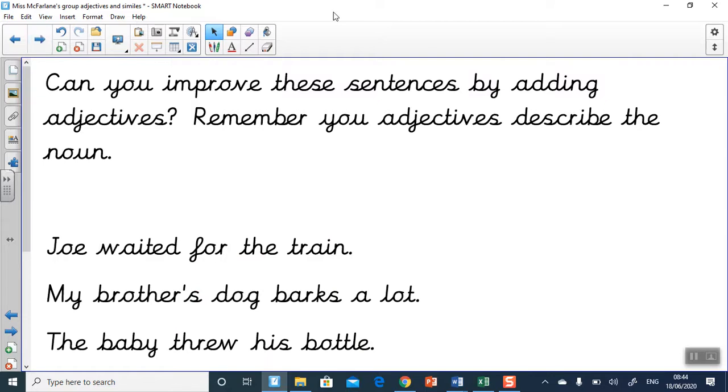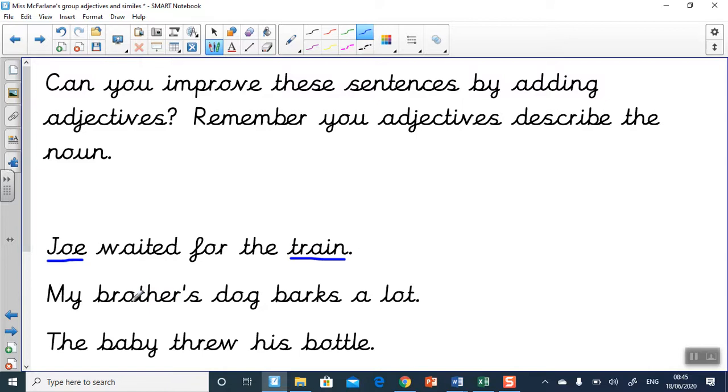Okay, now what I would like you to do is read these three sentences and see if you could improve the sentences by adding adjectives. So remember, your adjectives describe the noun. So let's just identify our nouns to start with. So Joe waited for the train. So a noun is a person, place or thing. So we've got a person, Joe, waited for the train, and the train is a thing. So that's another noun. Then we've got my brother's dog barks a lot.